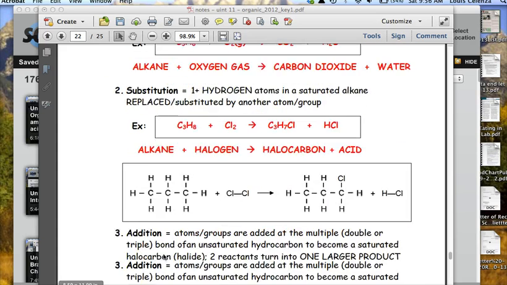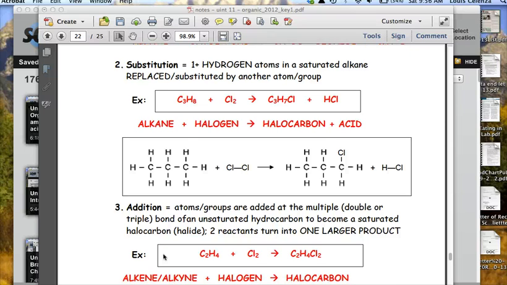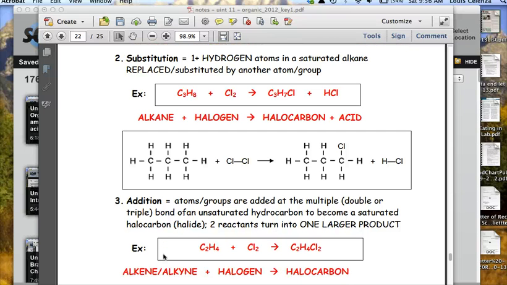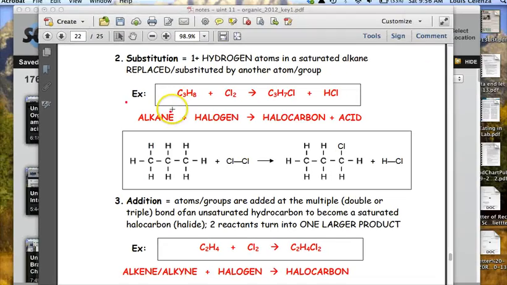Reaction number 2 and reaction number 3 are very similar, and they always tend to confuse people. So to differentiate between a substitution and an addition reaction, the easiest way to do that is to look at what they start with. Substitution reactions always begin with a saturated hydrocarbon, which means an alkane. So substitution reactions start with an alkane.